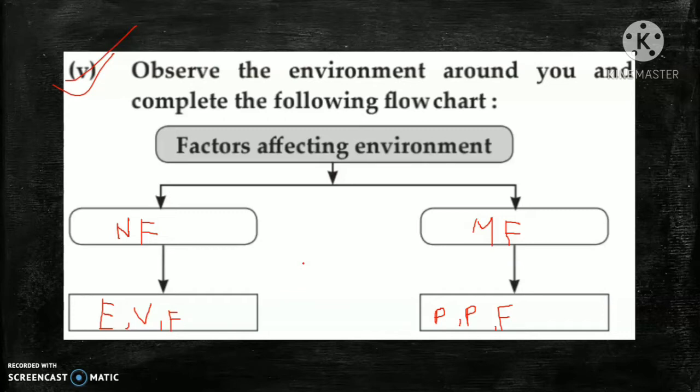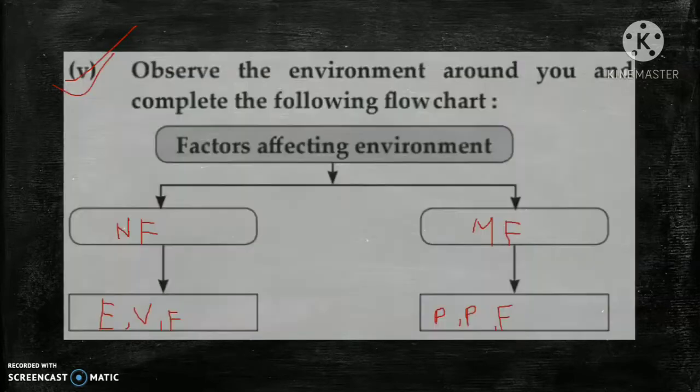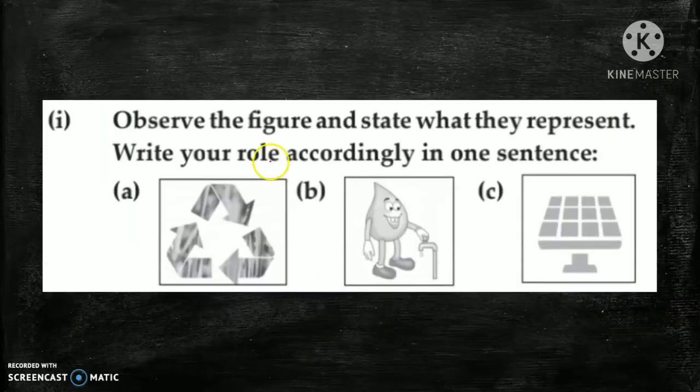So without wasting any time, let's start with the first question. What is given? First question: observe the figure and state what they represent. While writing the answer, we'll write the first point, the second point and the third point. It is a 3 point answer, 1 mark each. This will give you a total of 3 marks.